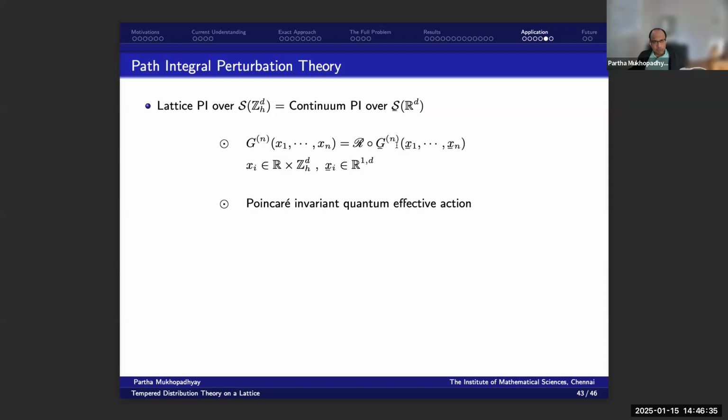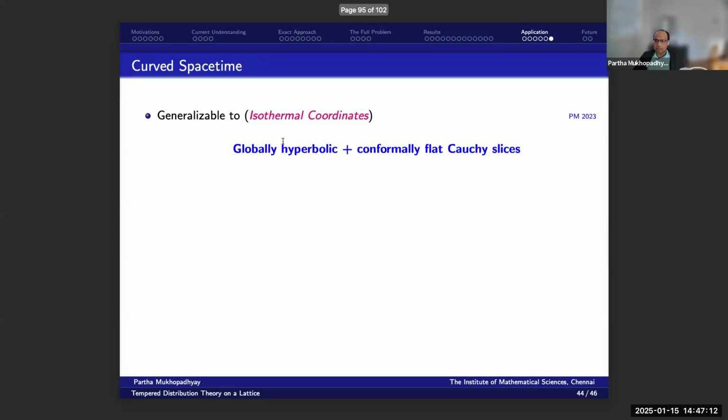That is not the usual continuum theory. In the usual continuum theory, you do the path integral over S(R^D), the total Schwartz space. But S lower bar is a restricted subset of that. If you do the path integral over it, that defines G lower bar. And if you take that Green's function and restrict it, that gives you the Green's function on the lattice. Using this result, you can calculate the Poincare invariant quantum effective action at finite h. These arguments are also expected to go through for gauge theory, which I haven't done explicitly so far.